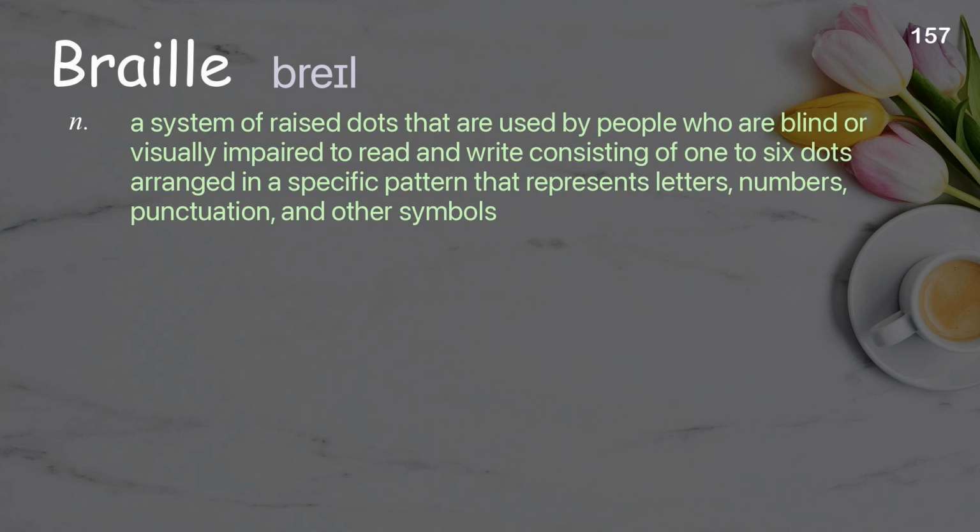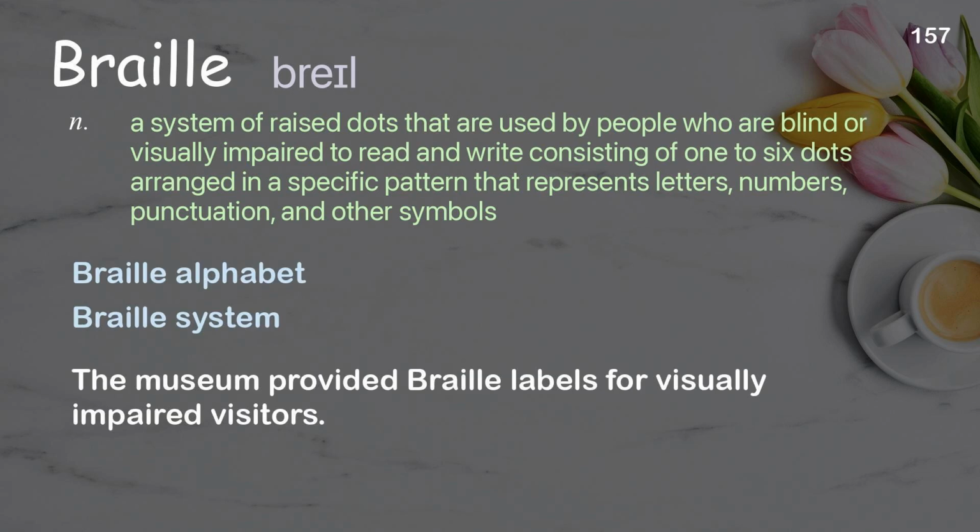Braille. A system of raised dots that are used by people who are blind or visually impaired to read and write, consisting of 1 to 6 dots arranged in a specific pattern that represents letters, numbers, punctuation, and other symbols. Examples: Braille alphabet. Braille system. The museum provided Braille labels for visually impaired visitors.